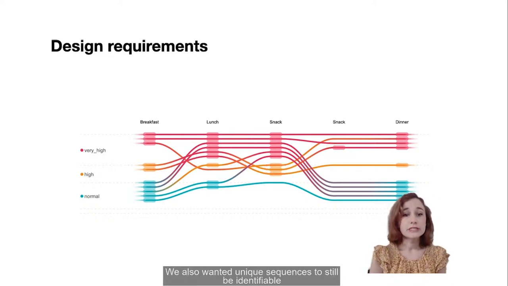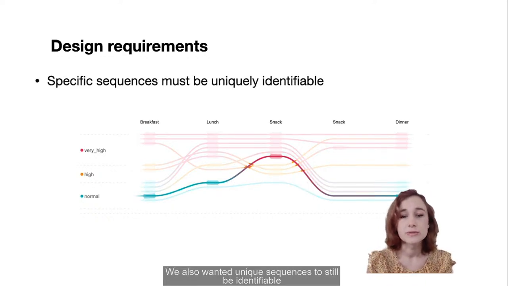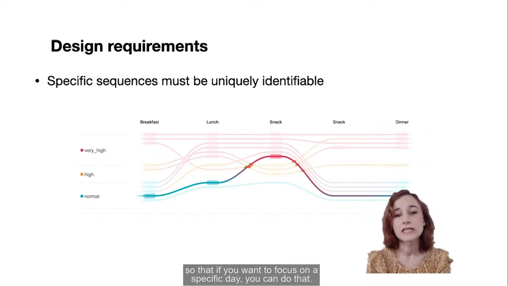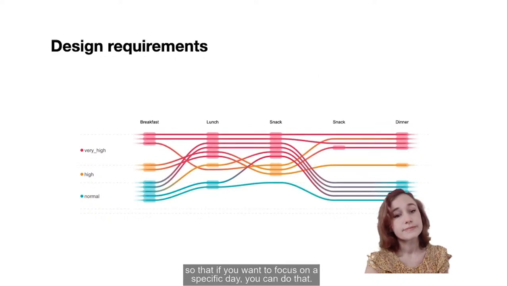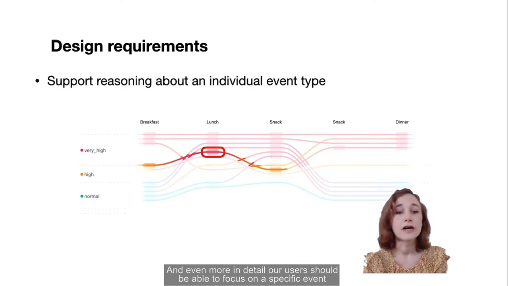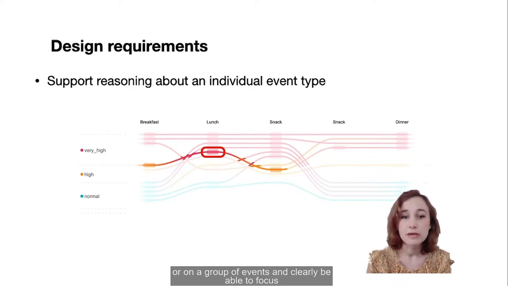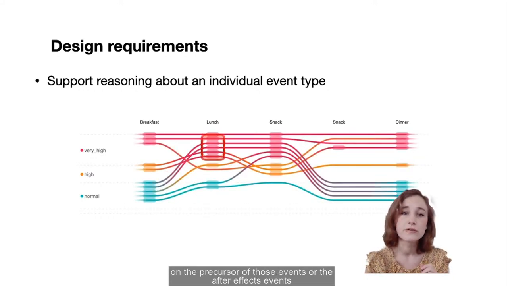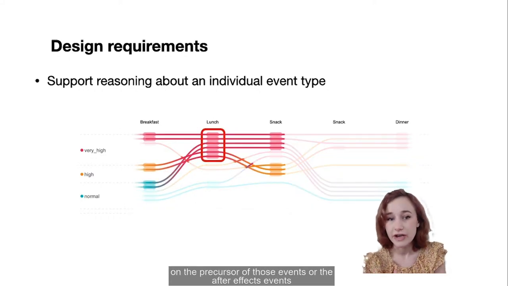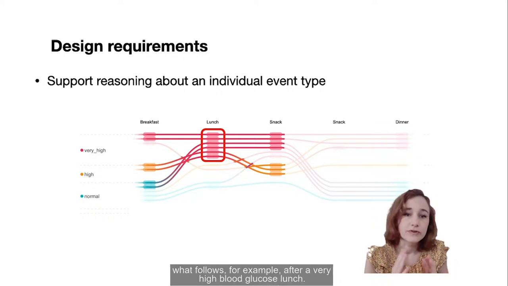We also wanted unique sequences to still be identifiable, so that if you want to focus on a specific day, you can do that. And even more in detail, our users should be able to focus on a specific event or on a group of events and clearly be able to focus on the precursor of those events or the after effect events. What follows, for example, after a very high blood glucose lunch?